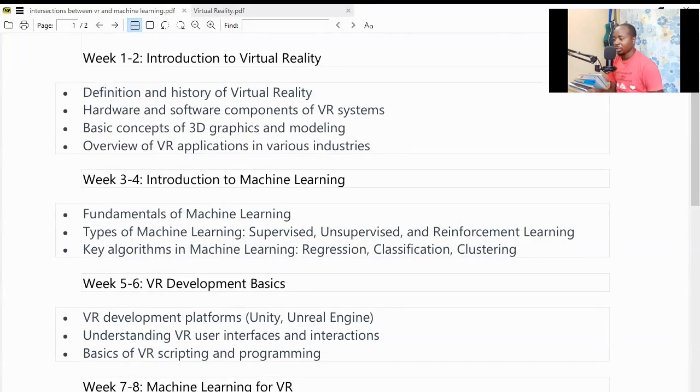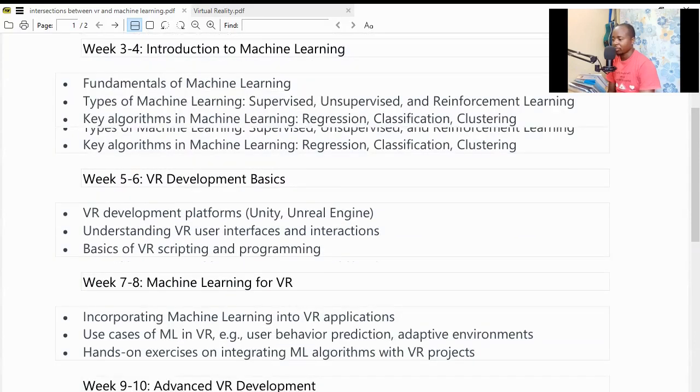So we are going to incorporate machine learning into virtual reality applications. We are going to look at use cases of ML, or machine learning, in virtual reality. We're going to look at some exercises on how to integrate machine learning algorithms with virtual reality projects.